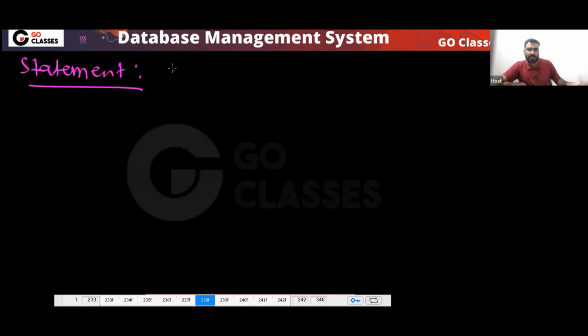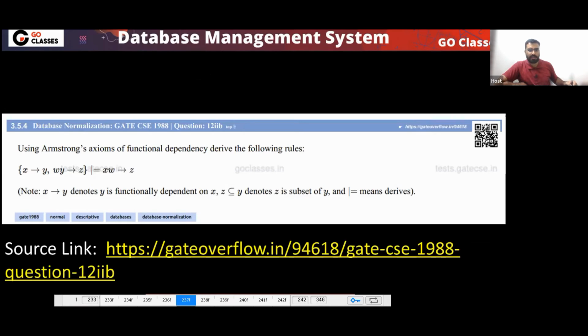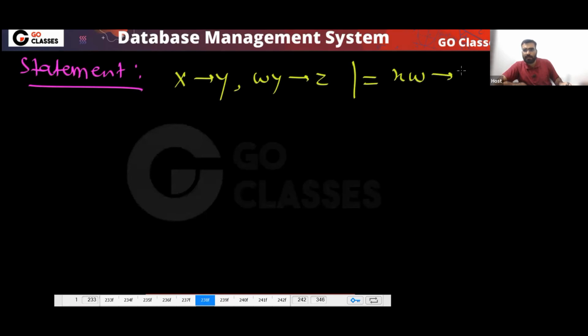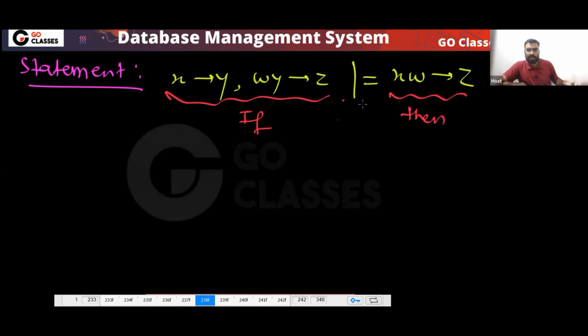We have to prove that if X determines Y, and WY determines Z, then XW will determine Z. Basically, if this happens, then this will happen. This is the symbol for derivation, the symbol for inference.